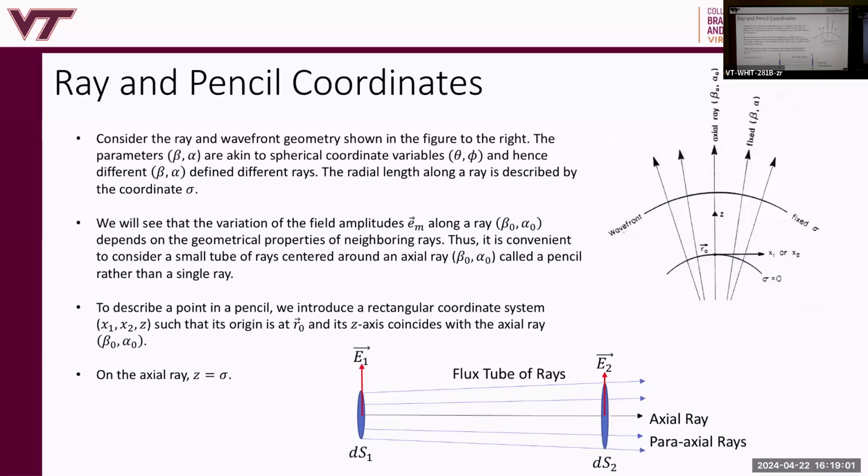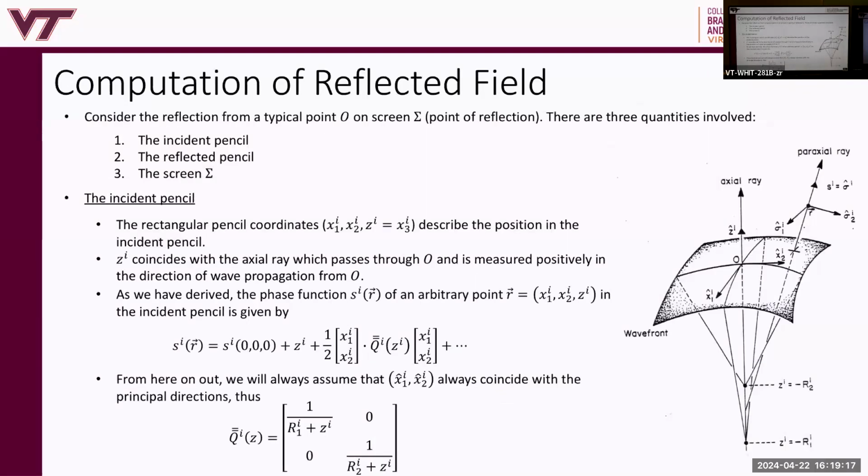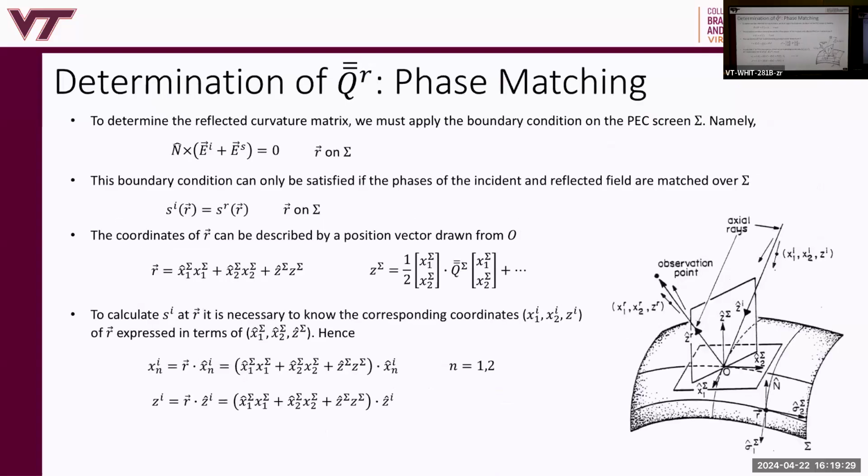So when we're calculating the reflected Q matrix, which is related to the curvature matrix of the reflected wavefront, we needed neighboring rays. We needed the whole tube, right? So we defined three pencils, or three constructs. First, the incident pencil, then the reflected pencil, then the screen sigma. Okay, but we needed coordinate systems in order to perform this boundary condition. This is what really mattered.